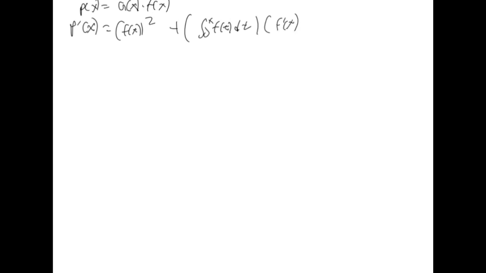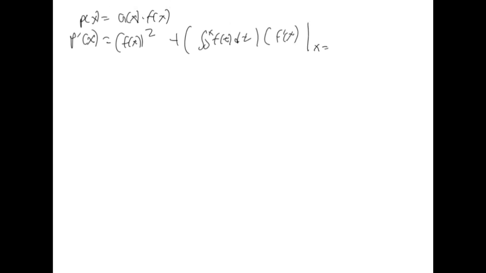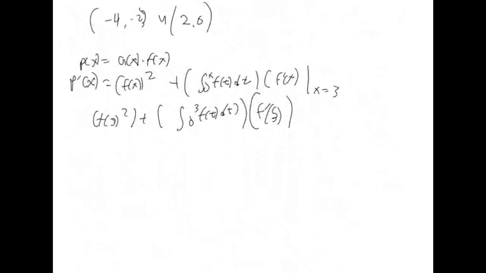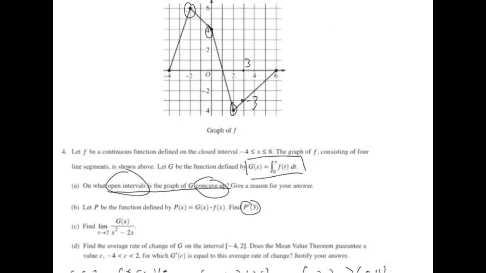f prime of x. And because they asked us to find it when x equals 3, we need to look at the graph. We plug in 3 here, and refer to the graph. We look at where x is 3, and f is -3. So this equals 9 plus, now the integral here is this area. And the bottom part is negative because it's under the x-axis.